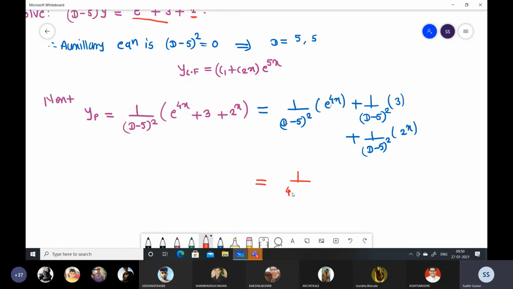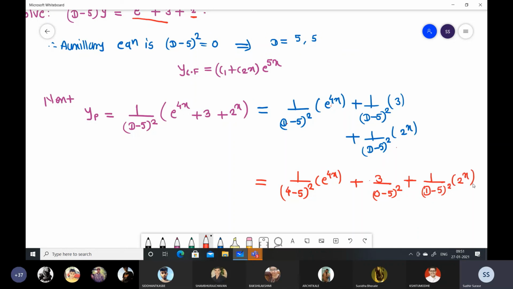So that will be 4 minus 5 whole square, e to the power 4x. Now here 3 can be taken outside, and e to the power 0x. So 3 and then 1 upon D minus 5 whole square, and then e to the power 0x. We can replace D by 0, so that will be 3 upon 0 minus 5 whole square. And for the last term, I'll just keep it as it is. Later on I will explain what to do with the last term. D minus 5 whole square and this 2 to the power x as it is.